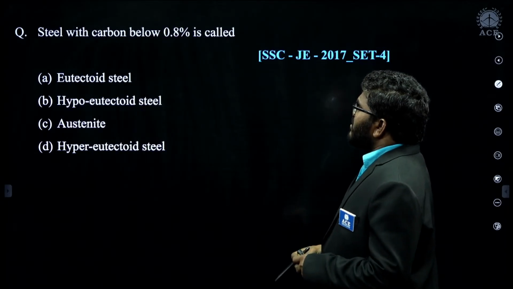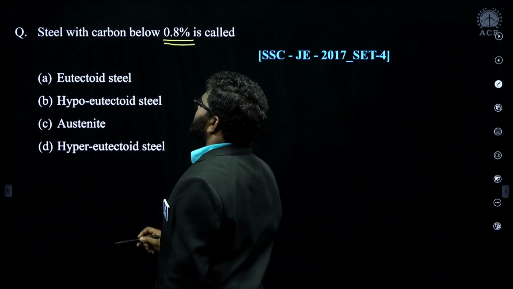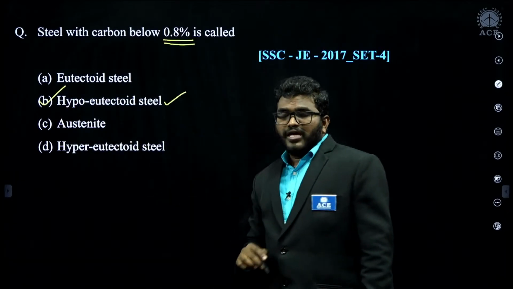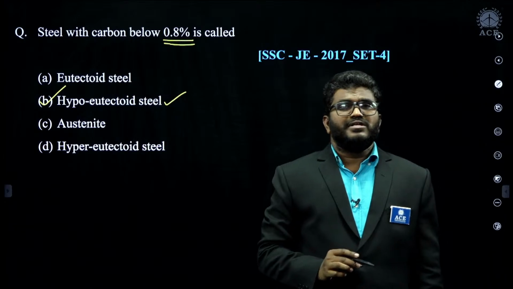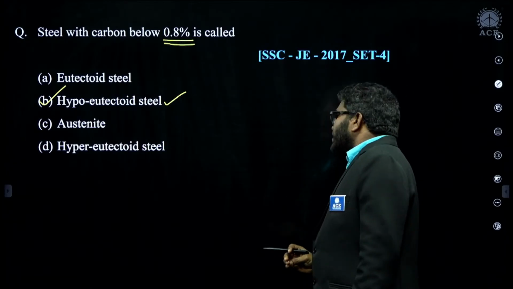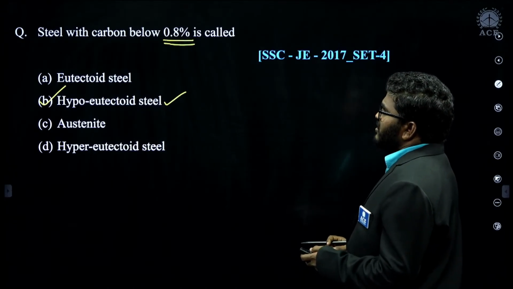Steel with carbon below 0.8% of carbon, they are hypoeutectoid steels. Above 0.8% of carbon, they are hypereutectoid steels. Above 0.8% of carbon steels, we call it hypereutectoid steel.